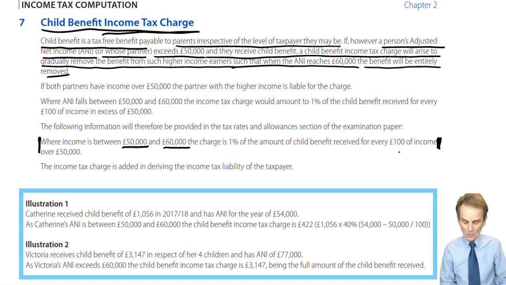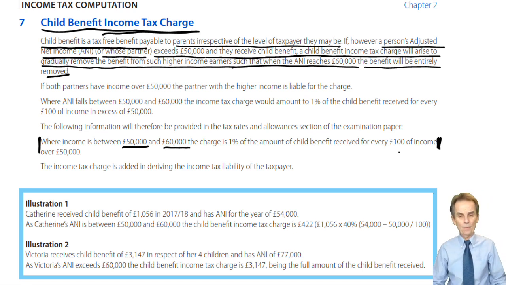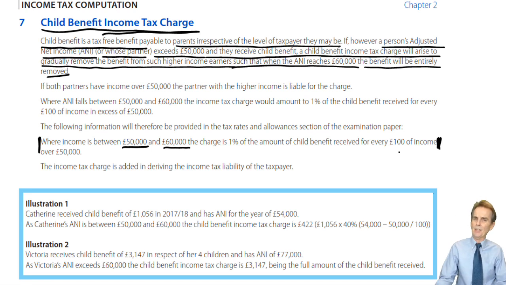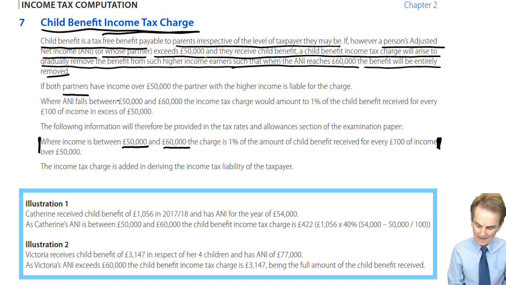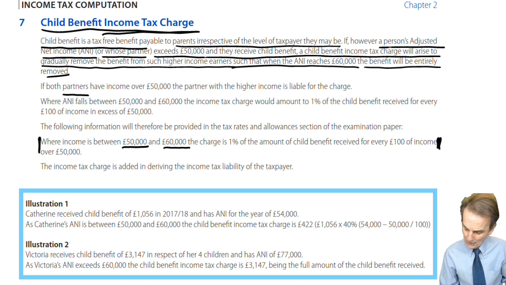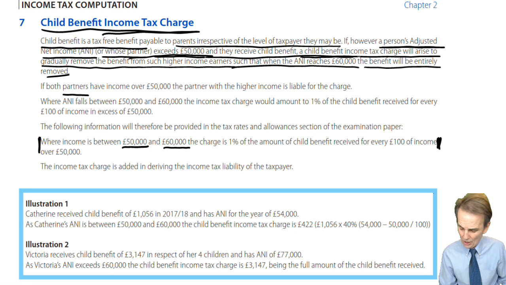Now then, we talk about here partners. So we're not talking about necessarily married couples or civil partners, but those who live together as such. So again, we refer to this term partners. Now then, if a person's adjusted net income, or that of their partner, exceeds 50,000, then if we receive a child benefit, we'll get this child benefit income tax charge coming in.